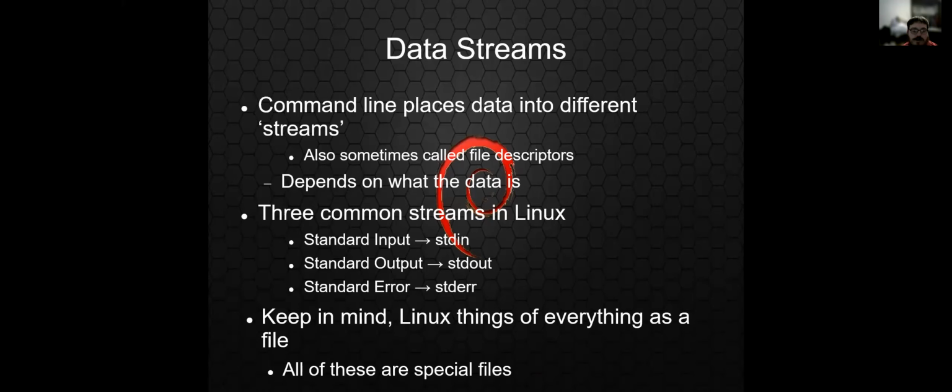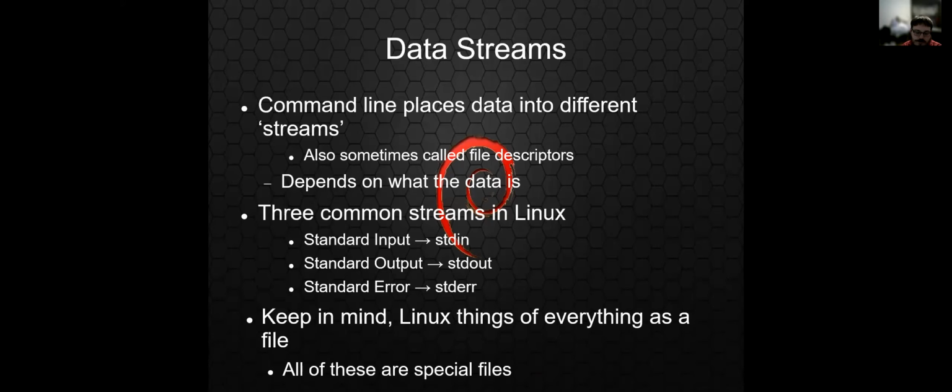They're typically referred to as three common streams in Linux: standard input, which can also be referred to as std_in, standard output, which can be referred to as std_out, and standard error, which can be referred to as std_error. So again, we have data streams. This is where the command line puts different types of data into different types of streams. We have our standard input, standard output, and standard error.